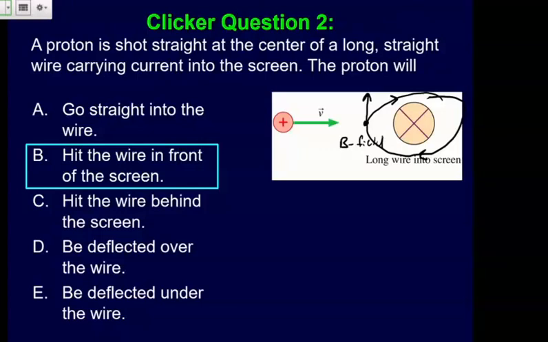So the path this particle would take is it would come out of the screen. And if you imagine that this wire is sort of continuous above your heads, it would crash into the wire somewhere in front of the screen. Okay?